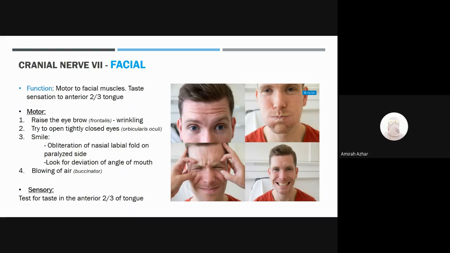For a child who is a neonate, you can assess them by observation during resting, crying, and also blinking. This takes time. And for sensory, test for taste in the anterior two-thirds of the tongue.